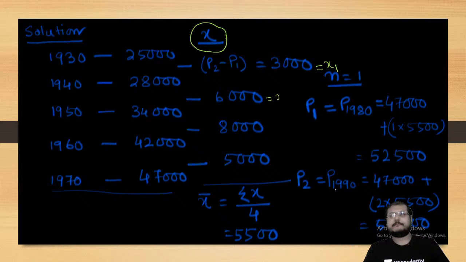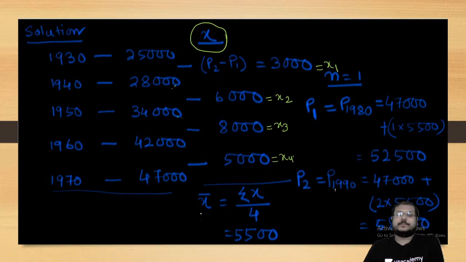What is X2 then? X2 is 34,000 minus 28,000, which is 6,000. What is X3? 42,000 minus 34,000, which is 8,000. And X4 is 47,000 minus 42,000, because it is the difference between population final minus initial. So you are getting X1, X2, X3, X4.